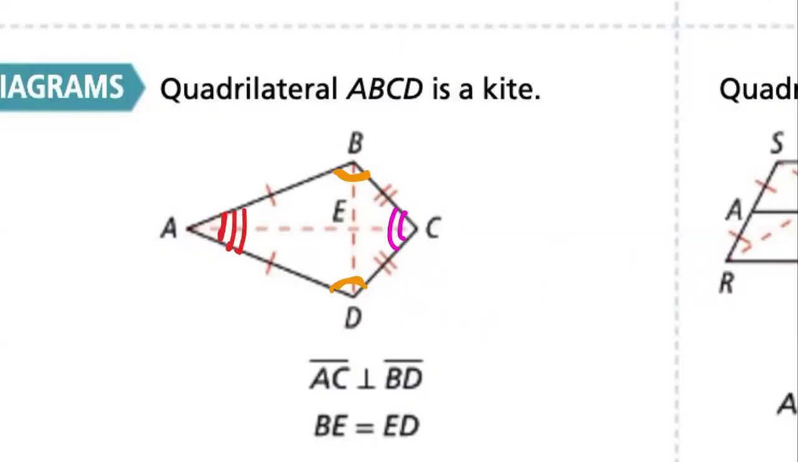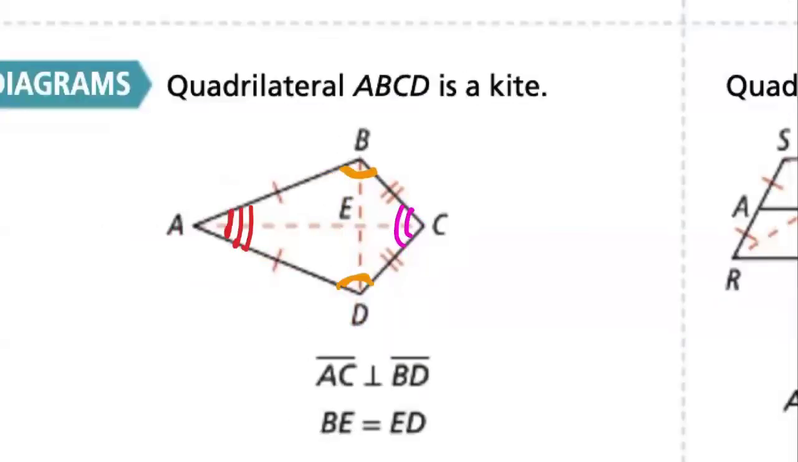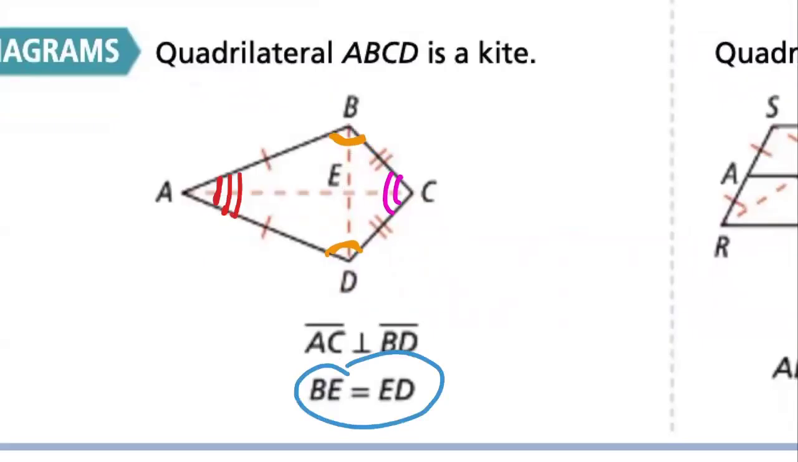So AC is perpendicular to BD, and so on and so forth. The other thing it does note is the fact that BE is congruent to ED. It cuts segment BD perfectly in half because it is a perpendicular bisector. So that is a kite.